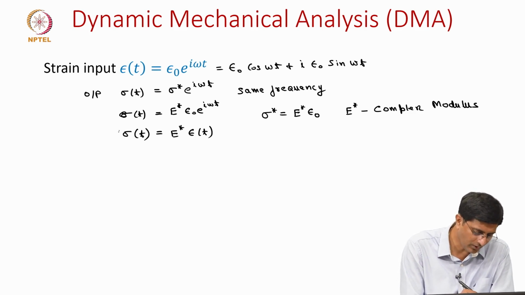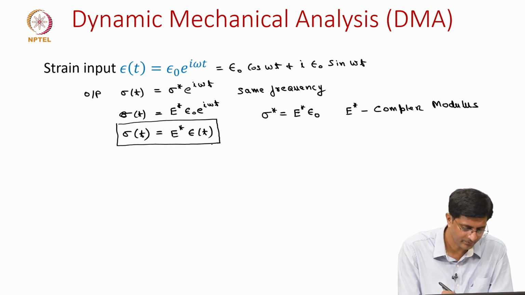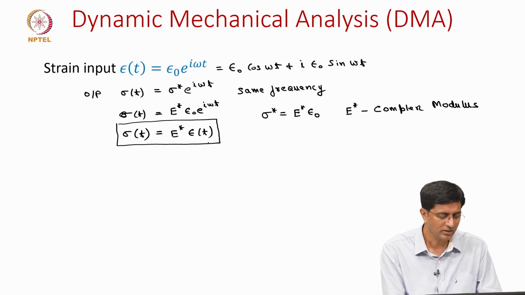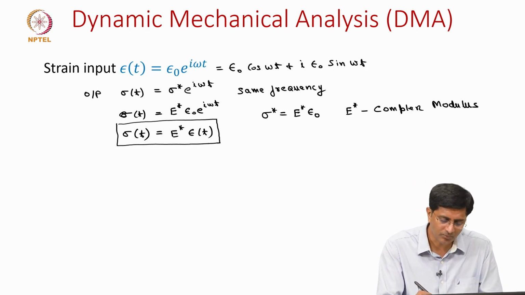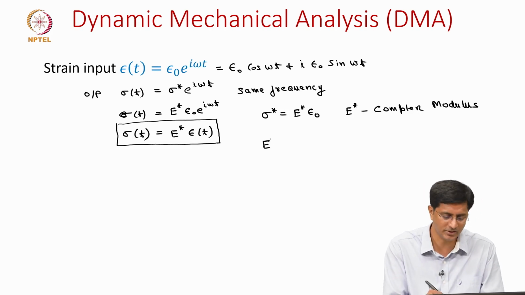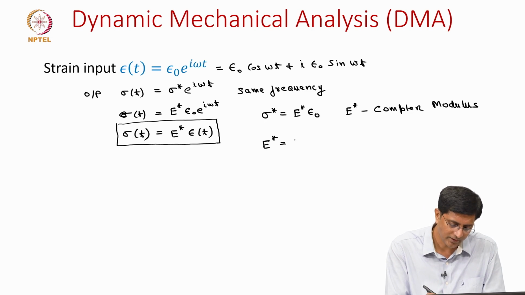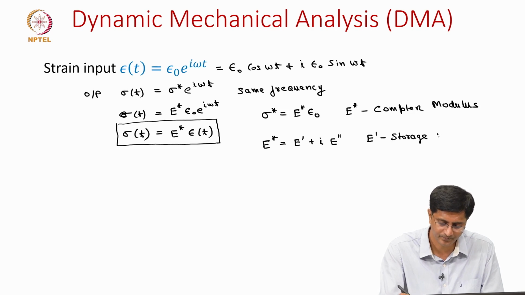right. So, this is one way to look at Hooke's law, saying that the stress and strain are related with this complex modulus. Okay. But again this complex modulus can be written as real and imaginary terms. So, we will write it as E dash plus i E double dash, where E dash is the storage modulus and E double dash is the loss modulus.